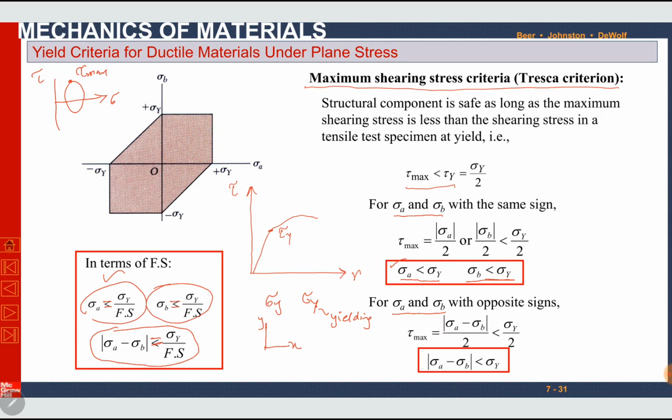If sigma A and sigma B both are positive, same sign, this axis is the sigma A axis, this is the sigma B axis, they must not exceed sigma yield. A constant value sigma yield and a constant value sigma yield, they intersect here. If they both are negative, same sign but negative, negative sigma yield. If they have opposite signs, sigma A is negative, sigma B is positive, here is a linear expression. This line represents this linear expression, and in the fourth quadrant, this line represents this linear expression.